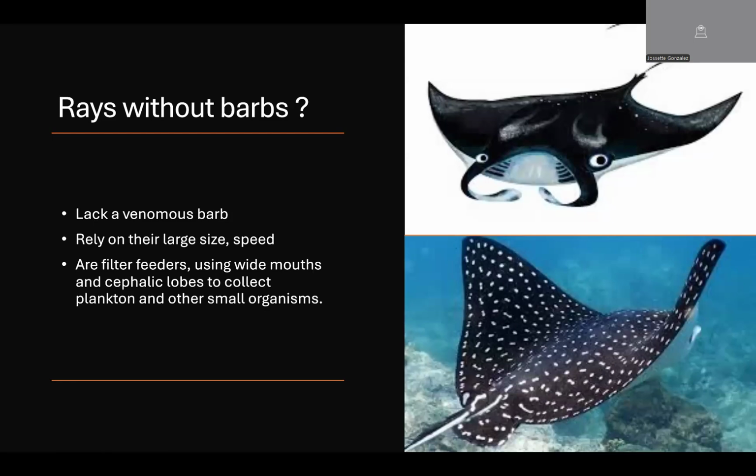Now we are going to talk about rays without a barb. So manta rays are the only rays that lack a barb, especially a venomous barb. Since they don't have a barb, they instead have a slender tail that doesn't really help them with any defense mechanisms. Instead, they mostly rely on their speed and agility. They use their large pectoral fins to maneuver and also rely on their size to escape from predators.